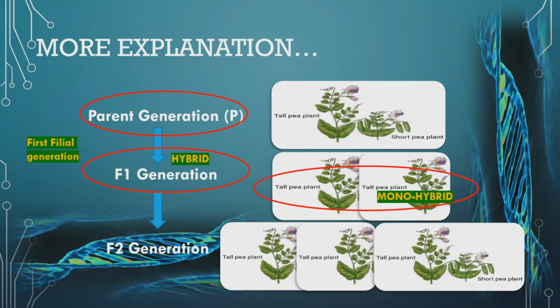What happened when Mendel planted the seeds of the F1 generation? According to the theory of blending inheritance, the pea plants should be medium height. But what Mendel obtained was that 100% of the pea plants in the F1 generation were tall. This led Mendel to conclude that the trait for tall pea plants must be dominant, and the trait for short pea plants must be recessive.